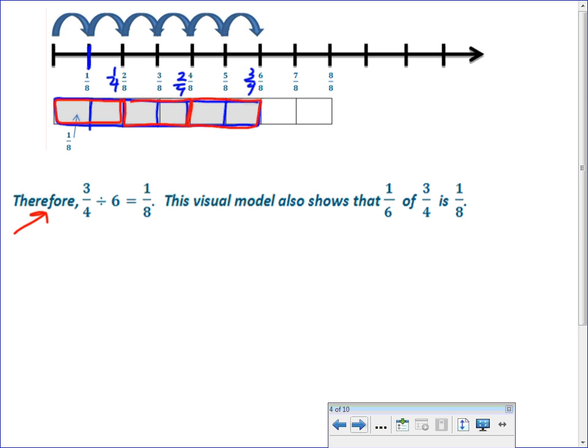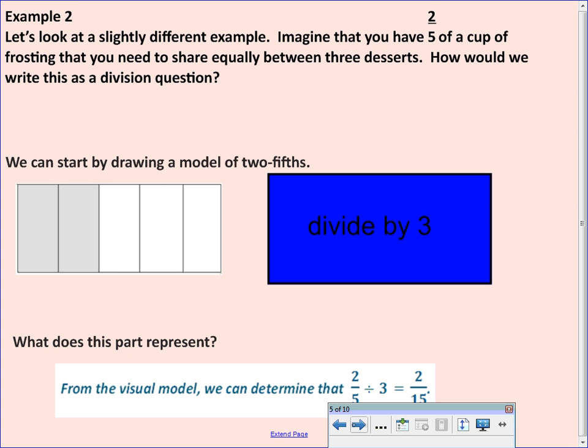This is one way to look at it, where it's stretched out and we cut it up. Okay, we're going to look at a different way to cut it up now. We ready? All right. Imagine you have 2/5 of a cup of frosting that you need to share equally between 3 desserts.